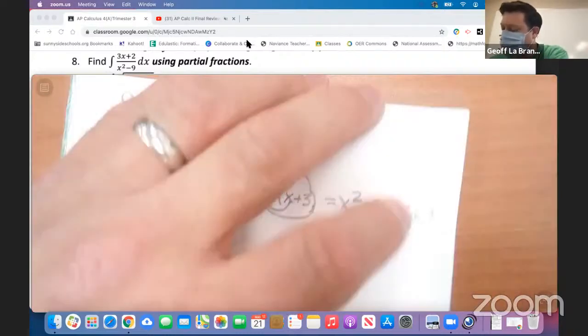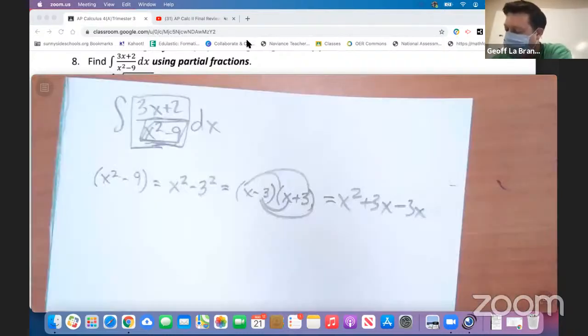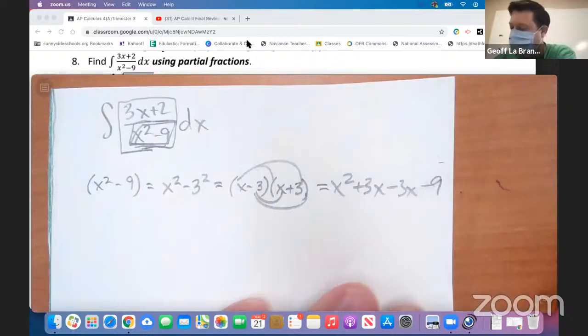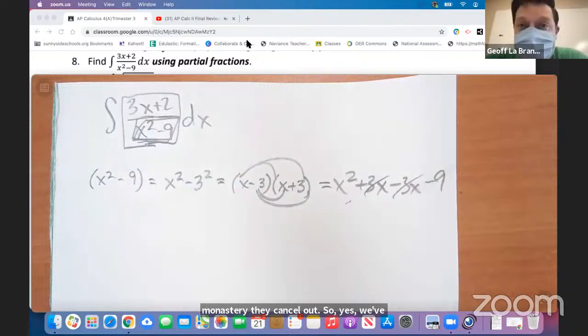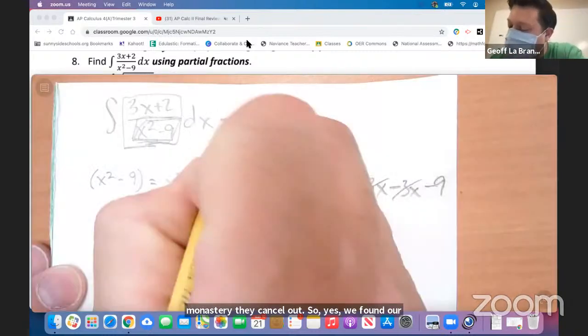Plus sign, I meant to write a minus, but minus 9. And then you can see that the plus 3 and the minus 3 cancel out. So yes, we've found our factors. We can take that information back up to the original problem.